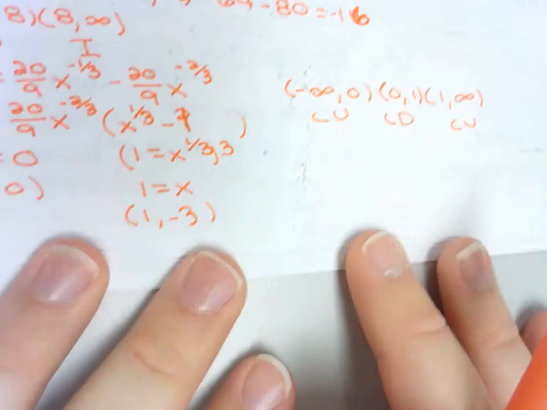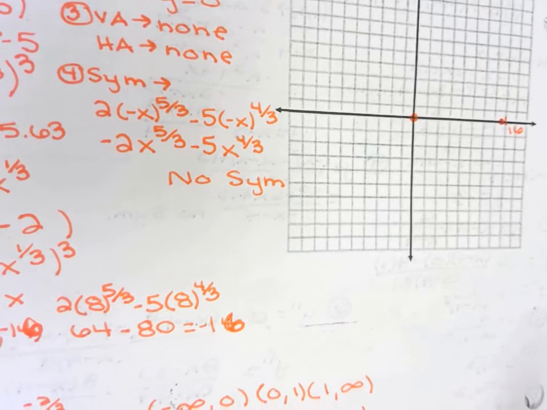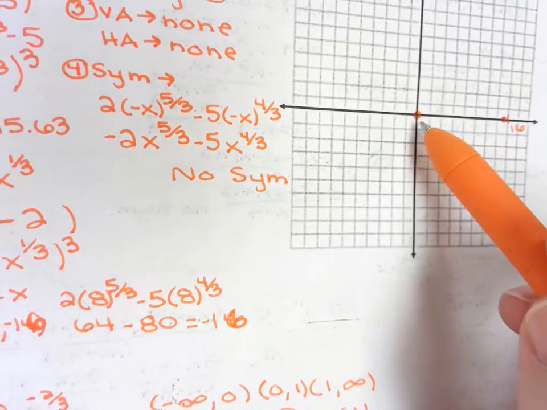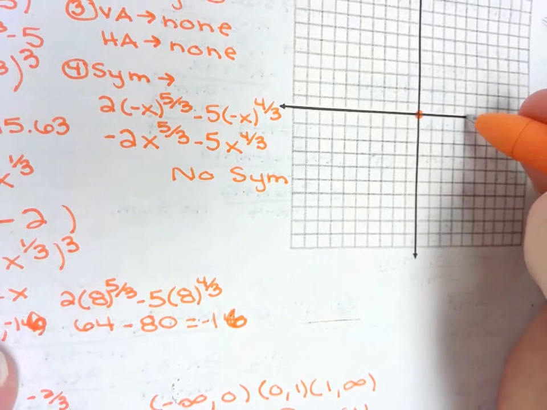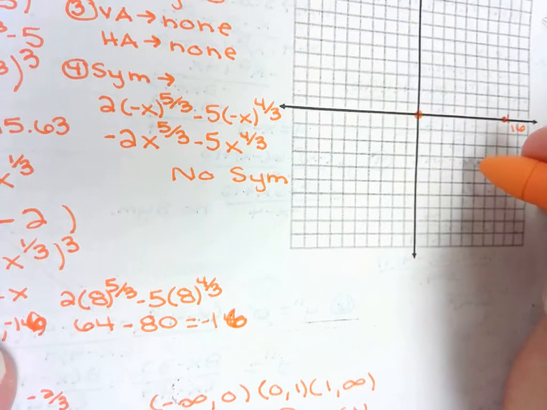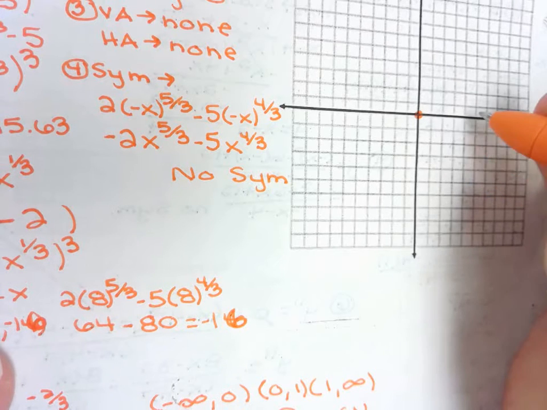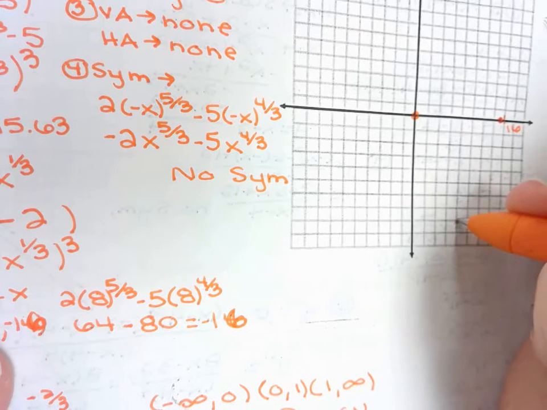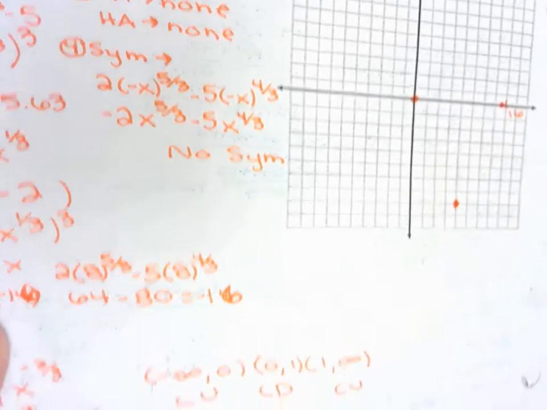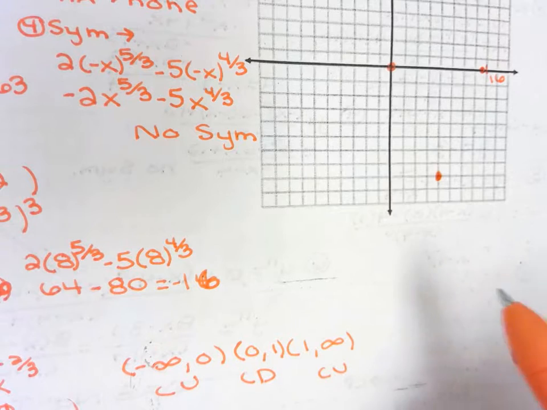Okay, let's graph this real quick. Let's go ahead and graph the inflection points and critical points. I haven't done that yet. So I have a critical point at 0, 0. I also have one at 8, negative 16. So 1, 2, 3, 4, 5, 6, 7, 8. I'm going by 2's. So there's my point 8, negative 16. I already have 0, 0 on there.